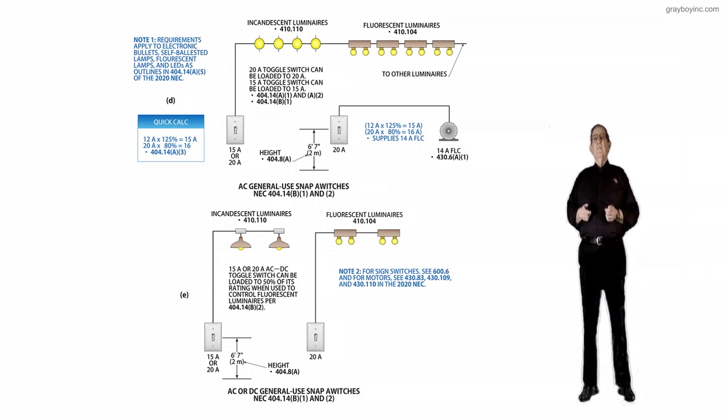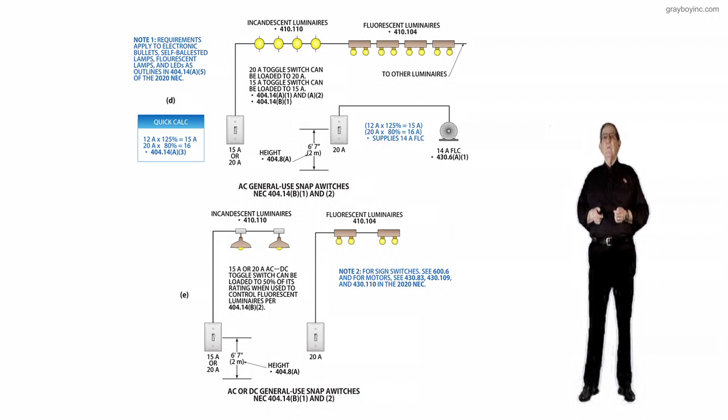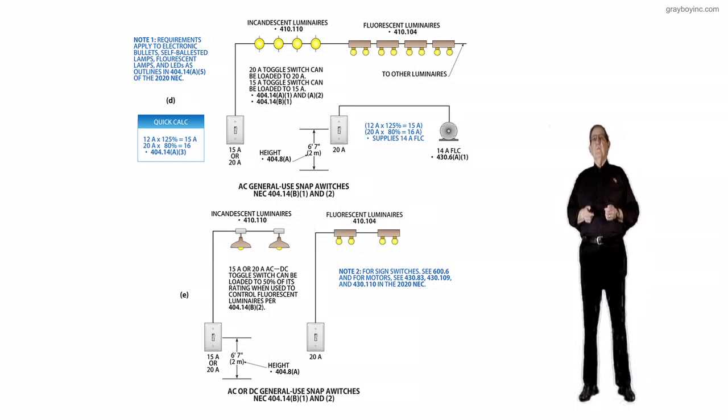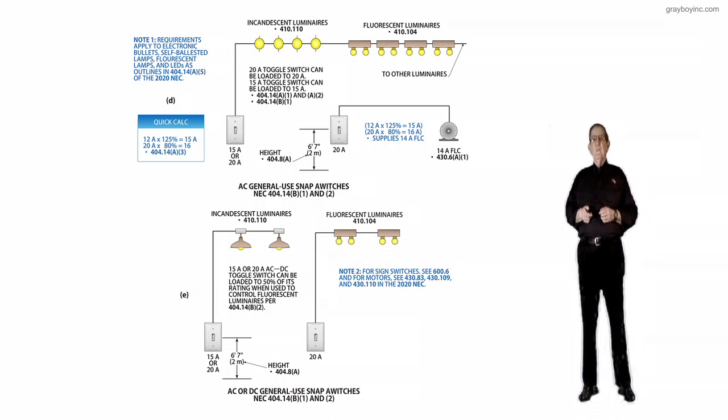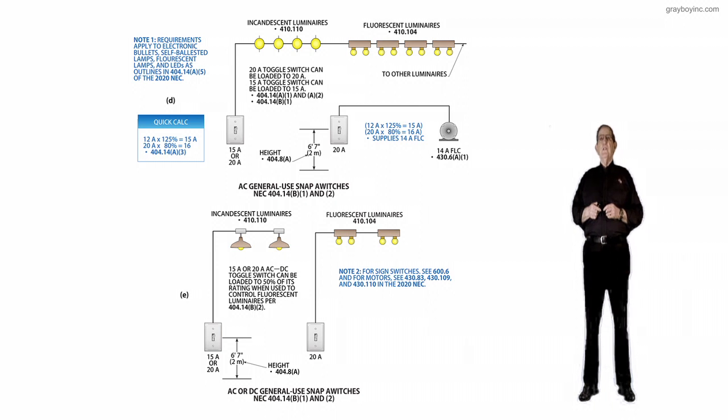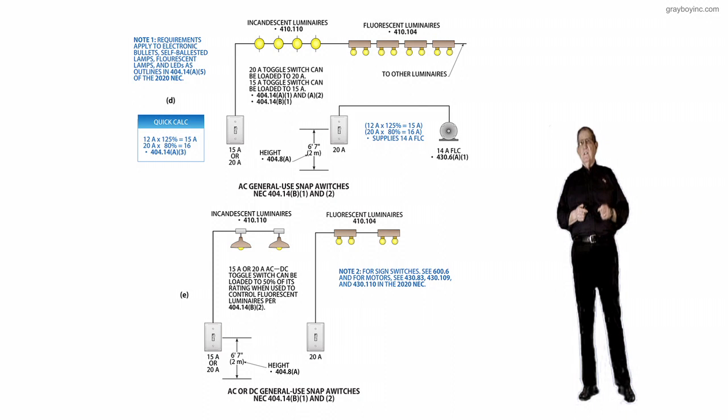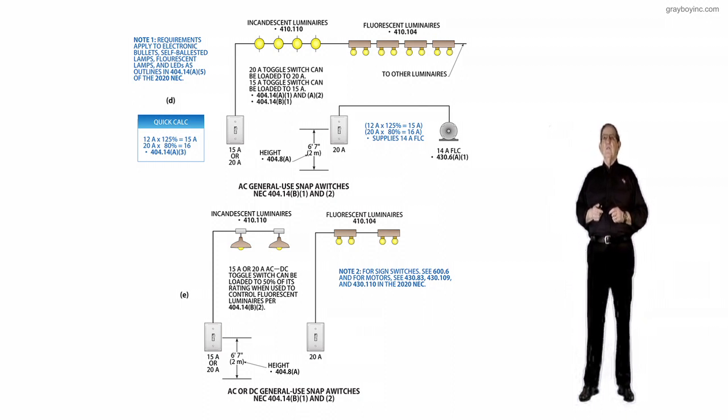Notice a 20 amp toggle switch can be loaded to 20 amps, and a 15 amp toggle switch could be loaded to 15 amps, such as an AC switch, in accordance with 404.14(A)(1) and (A)(2) and 404.14(B)(1). But it's important to know whether it is an AC switch, a DC switch, or a combination type AC/DC. We have to know how the switch is listed.